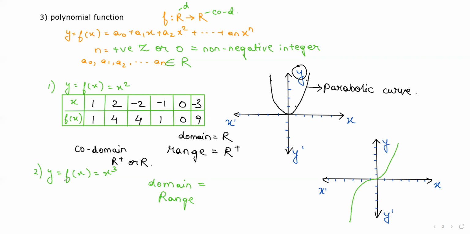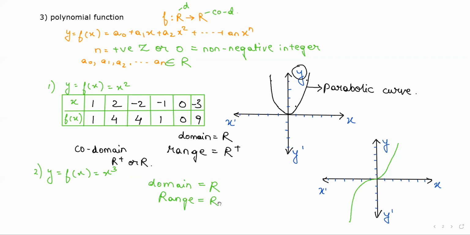Domain. Y is equal to x cube. You can place any value of x over here. So this is a real value. Range. If you place positive values of x, you get positive values of y till infinity. If you place negative values of x, you get negative values of y till infinity. So range is also equal to R, unlike the one that we had earlier.